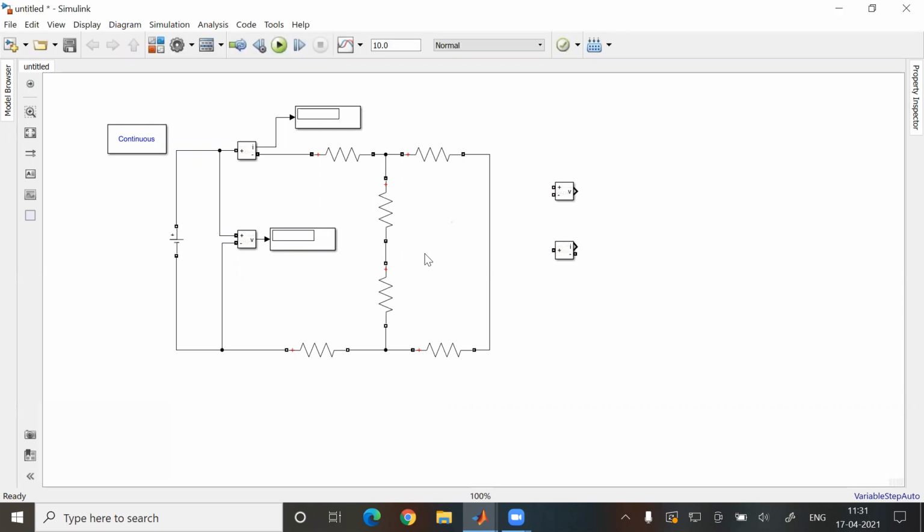Now in the last lab what we have done, we have solved this. So to calculate the y parameter, what we have to do, tell me.